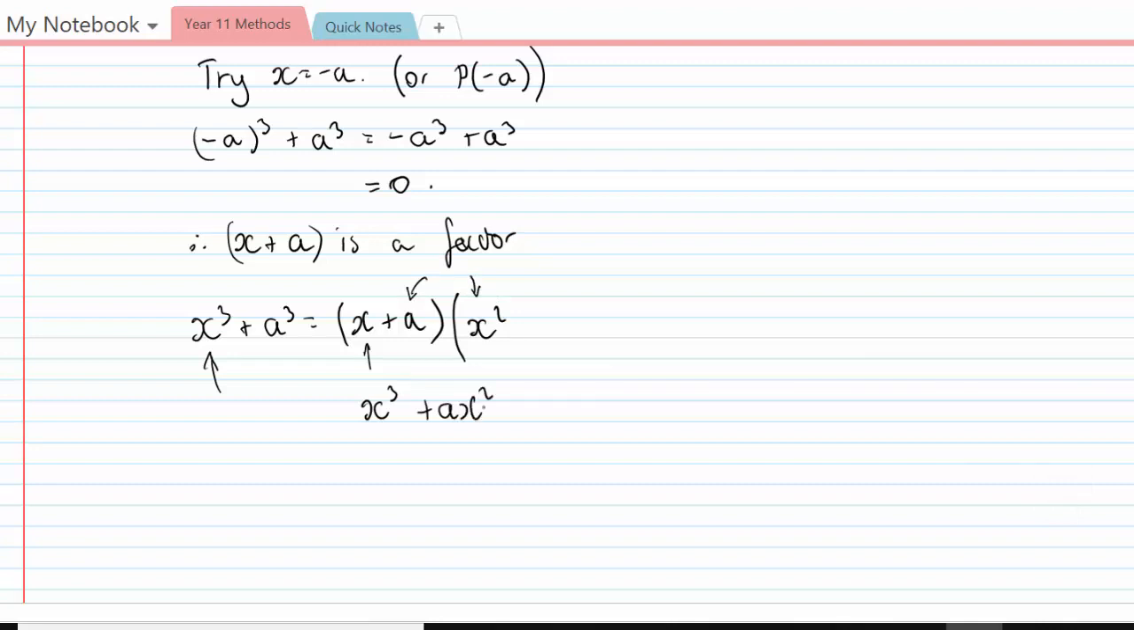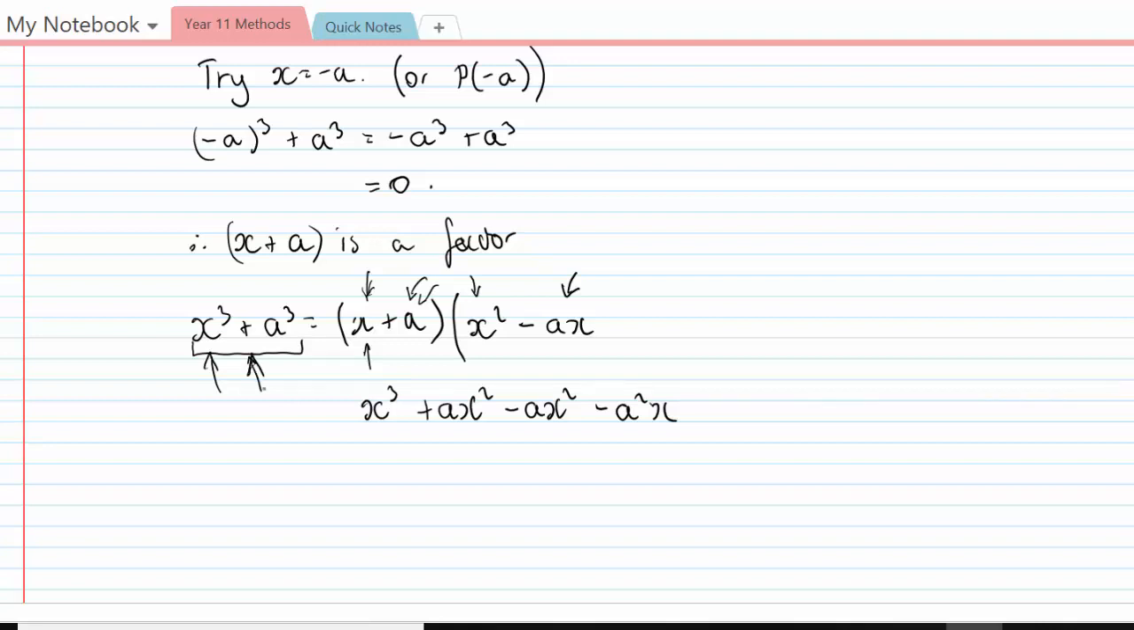Now the thing is that I don't want to have an ax squared term, because you can see in this left hand side of the equation there is no ax squared term. So I need to somehow make a minus ax squared. So I'm going to put a minus ax here, because this x here is going to multiply with this minus ax, and it's going to give us a minus ax squared term. But I've also got this a here being multiplied with it, and so that gives us a minus a squared x term. And again, we can see in this left hand side that there is no a squared x.